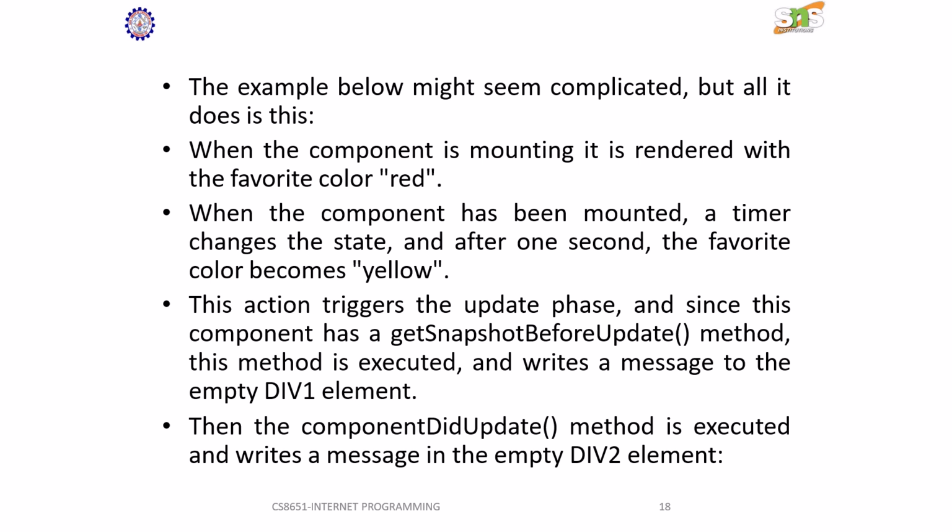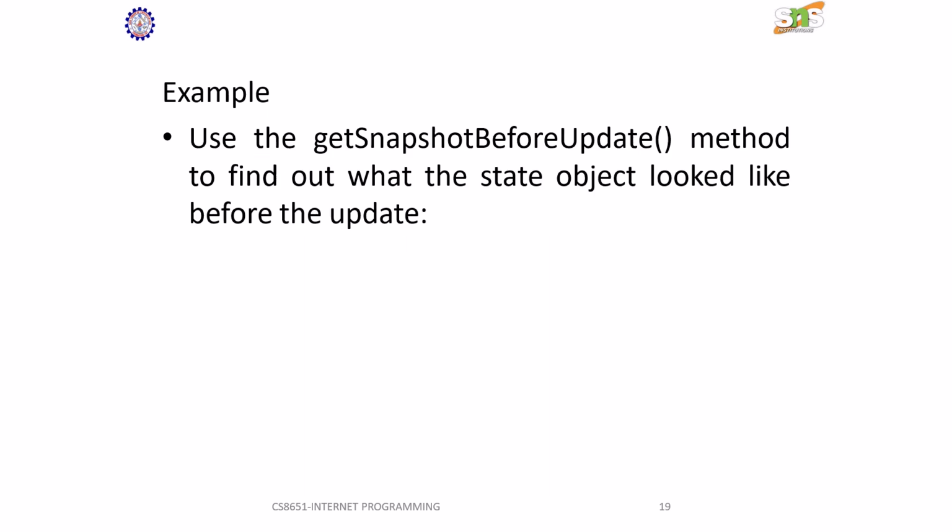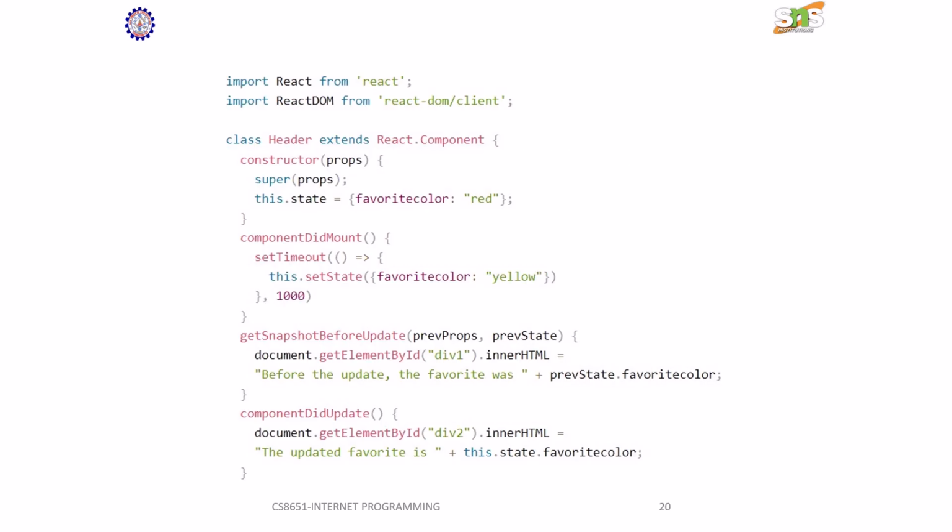When the component is mounting, it's rendered with the favorite color red. When the component has been mounted, a timer changes the state, and after 1 second, the favorite color becomes yellow. This action triggers the update phase. Since this component has the getSnapshotBeforeUpdate method, it is executed and writes a message to the empty div element. Then the componentDidUpdate method is executed and writes a message to the empty div element. So use the getSnapshotBeforeUpdate method to find out what the state object looked like before the update.